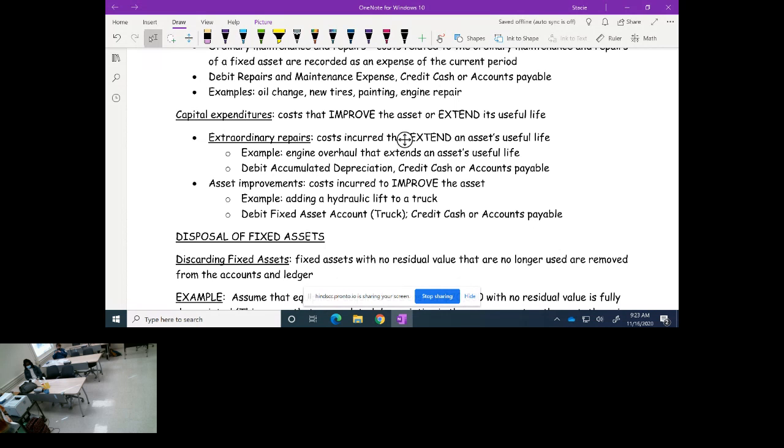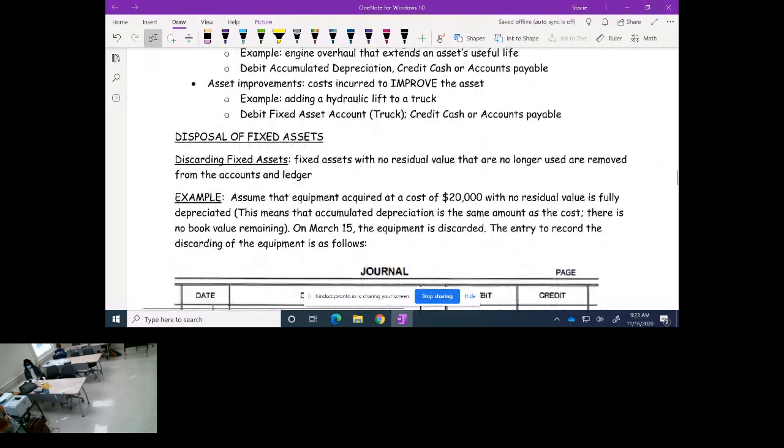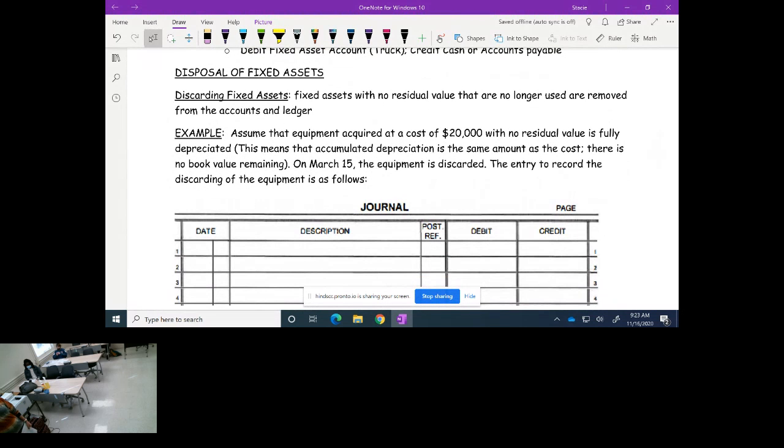Okay. So what if we get rid of something and we have to get it off the books? Let's say it's completely depreciated and it's just sitting over in the junkyard, or in our junk pile. We have to get it off the books because it's not being used anymore. So fixed assets with no residual value that are no longer used need to be removed from the books, from the accounts and the ledger.